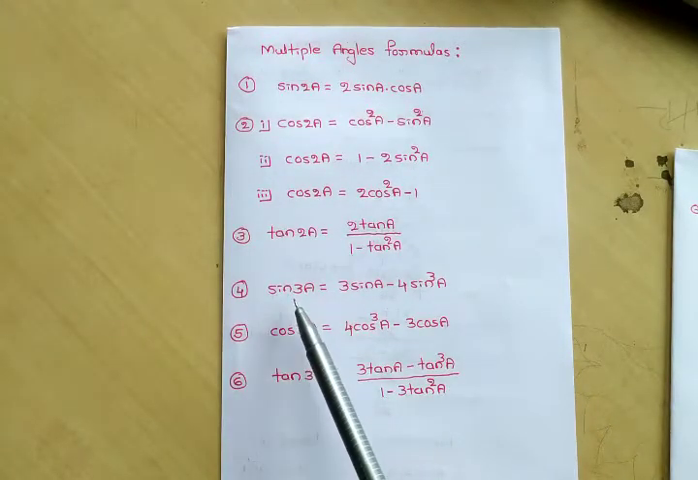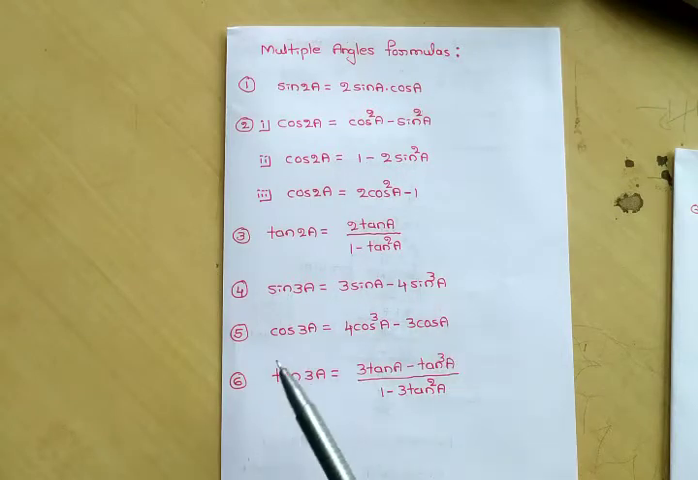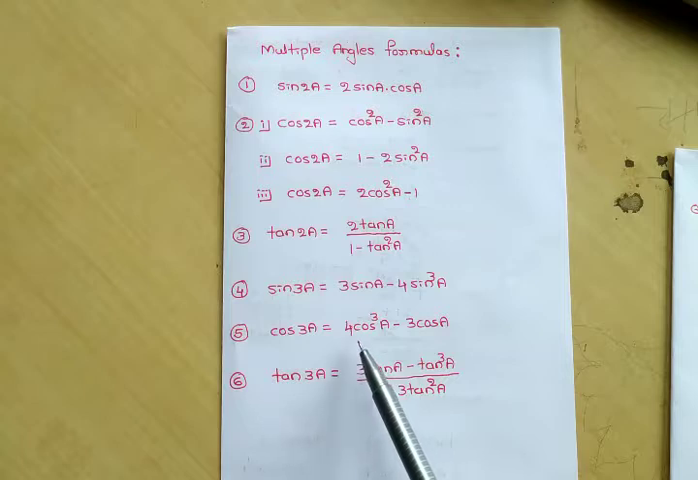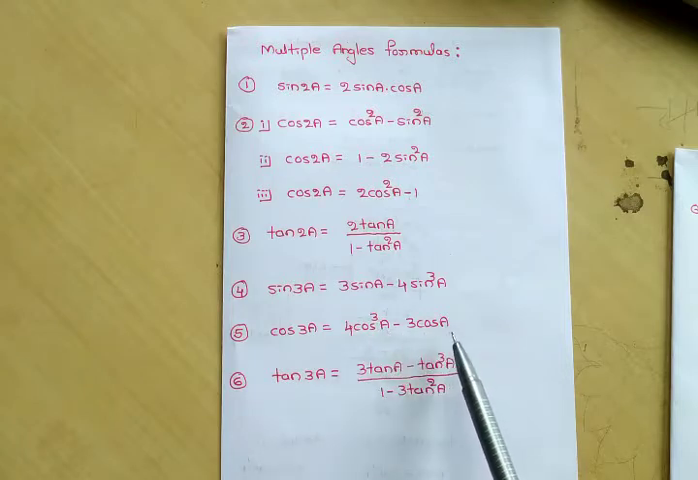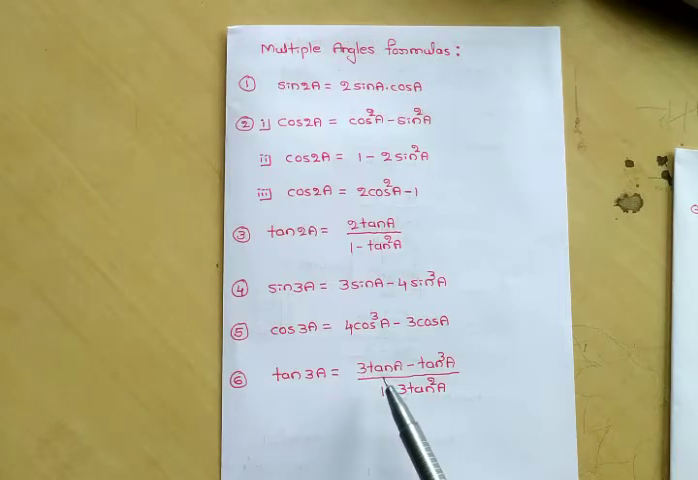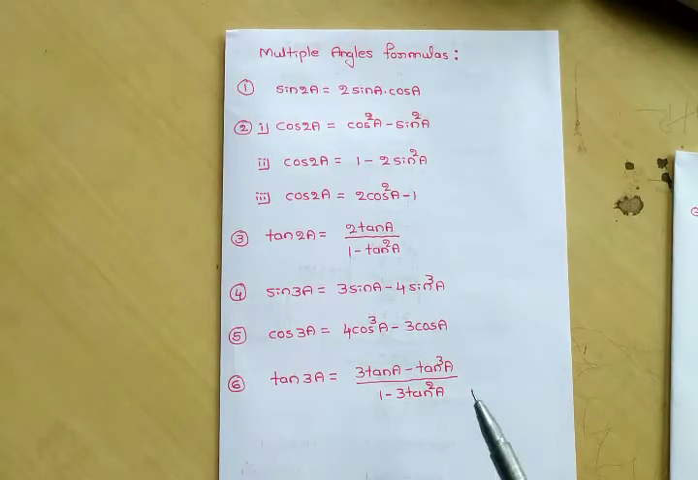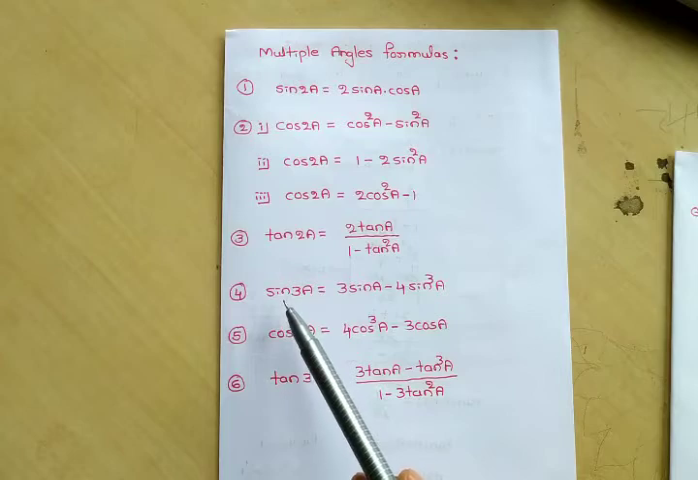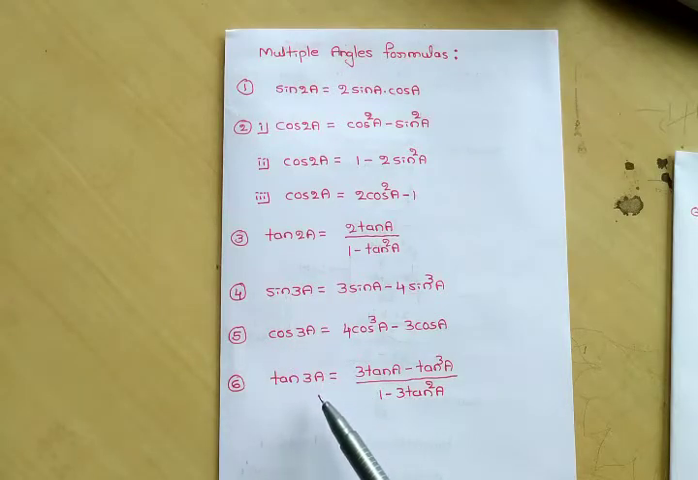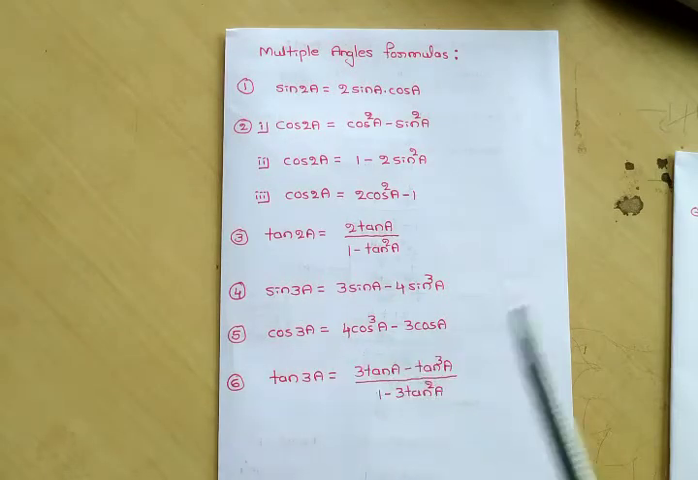Next, the fourth one: sin 3a is equal to 3 sin a minus 4 sin cube a. Fifth, cos 3a is equal to 4 cos cube a minus 3 cos a. And sixth, tan 3a is equal to 3 tan a minus tan cube a divided by 1 minus 3 tan square a. So these three proofs, the sin 3a proof, cos 3a proof and tan 3a proof, are very important for 5 marks questions.